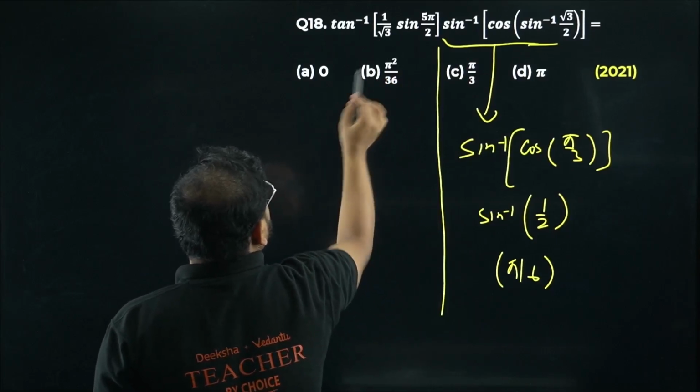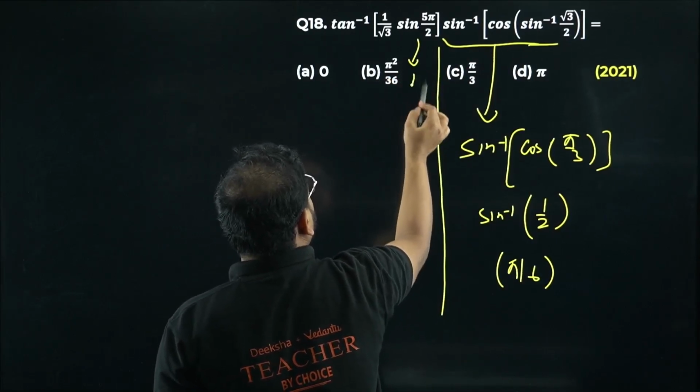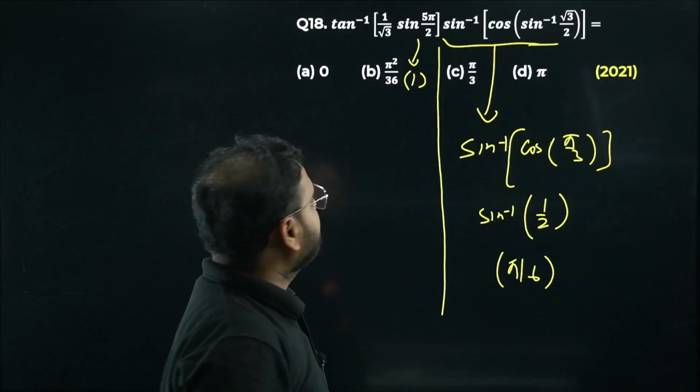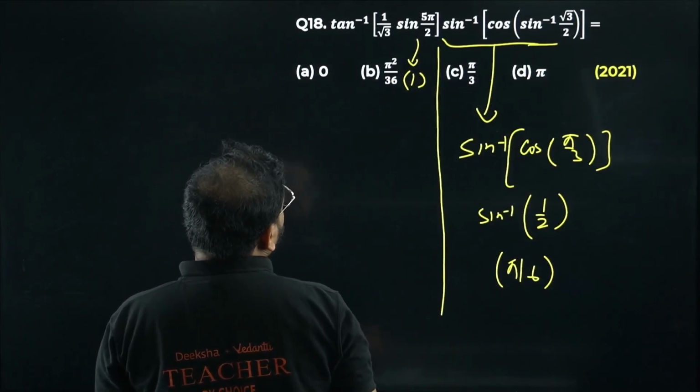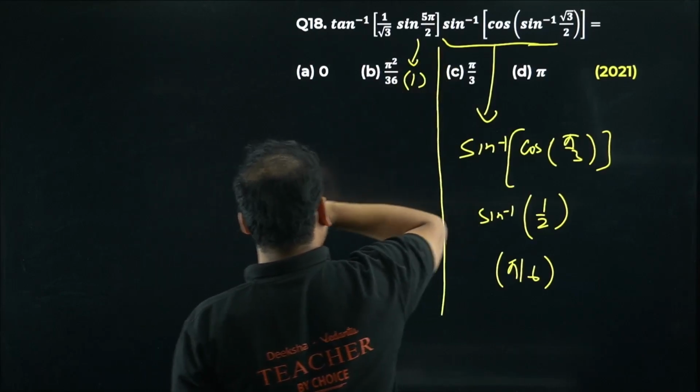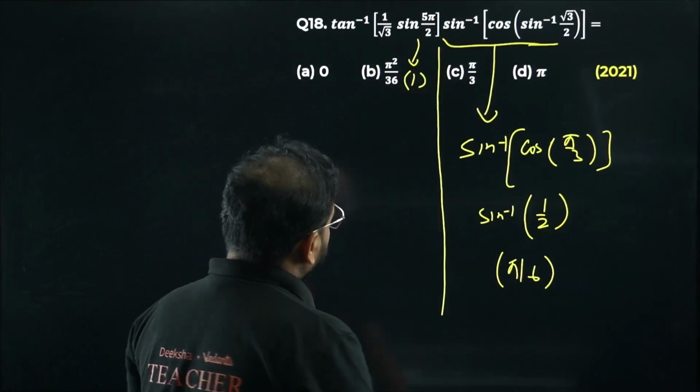Same way, I have sin of 5 pi by 2, which will be 1. Please check. It's going to be 1. You'll write this as 2 pi plus pi by 2, right? It'll be 1 only.